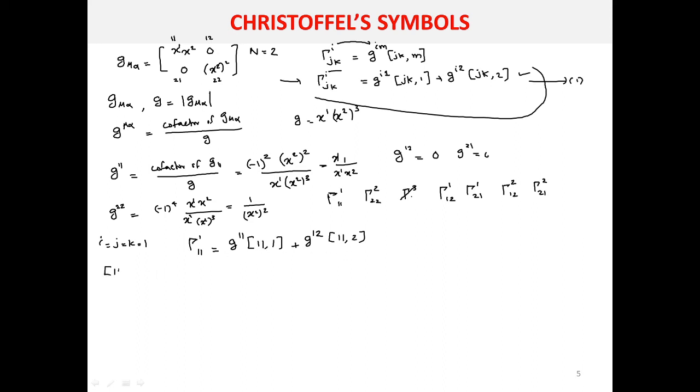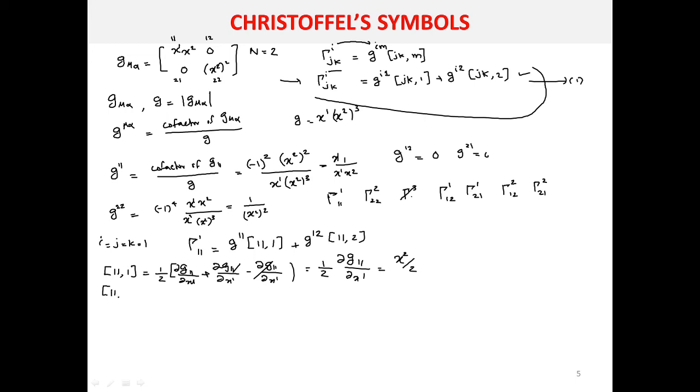So what will be the value of [11,1]? It will be 1 by 2 into dou g11 by dou x1 plus dou g11 by dou x1 minus dou g11 by dou x1. So one term will be cancelled, and the remaining one will be half into dou g11 by dou x1. The value of g11 is x1 x2. When you differentiate this quantity with x1, you will get x2, so it will be x2 by 2. Now you have to calculate [11,2].